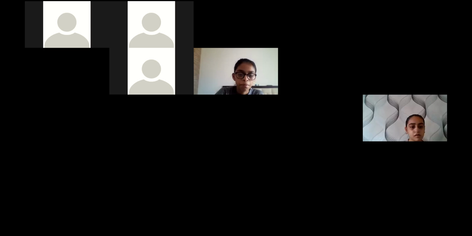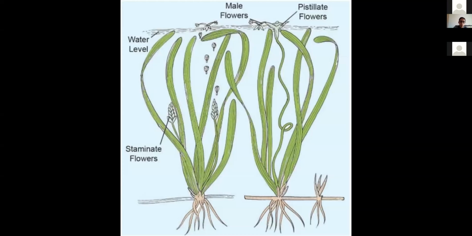See, most of the angiospermic plants, water is not a medium for pollination. A very limited number of plants prefer water as a medium for pollination. How many genera of the aquatic plants, particularly monocot plants, are involved in this? 30 genera, to which it is restricted.